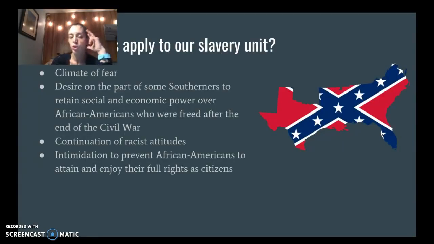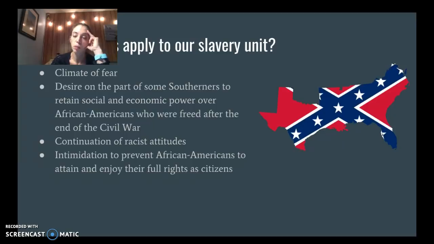So how this applies to our slavery unit and why we're talking about this. So slavery induced this climate of fear, right? And it was basically fear, and it was like a horrible system of intimidation and power of white people over black people throughout the South, throughout the slaveholding states. Okay? And it was a desire on the part of some Southerners to retain social and economic power over African Americans who were freed after the end of the Civil War.